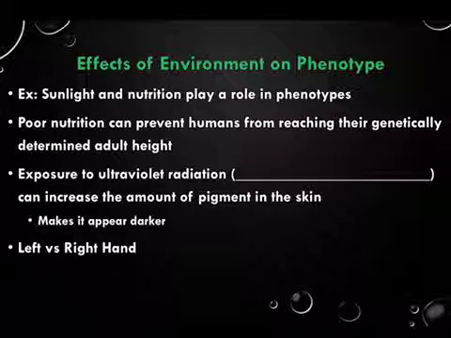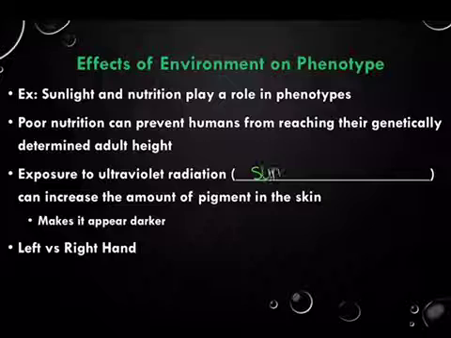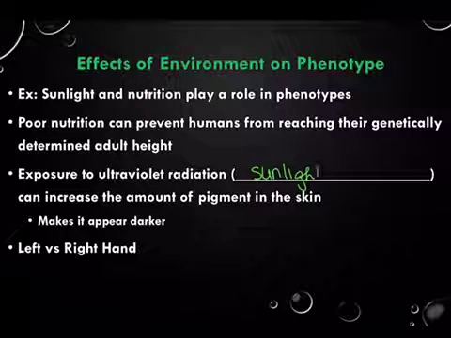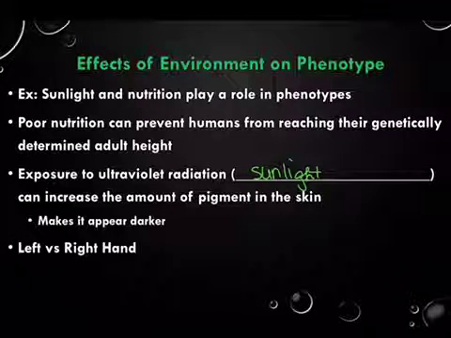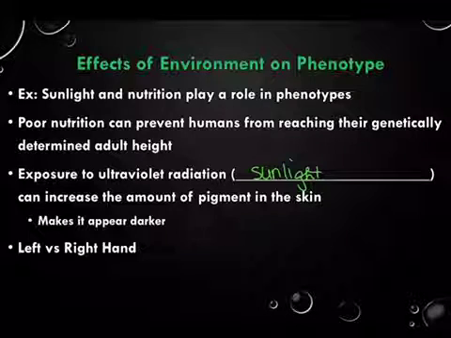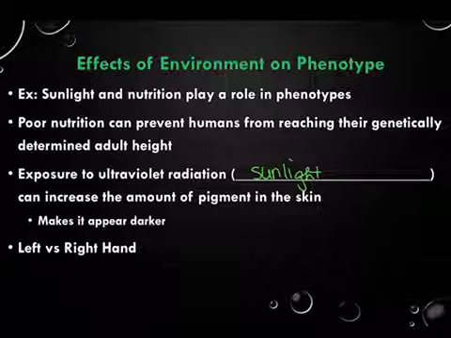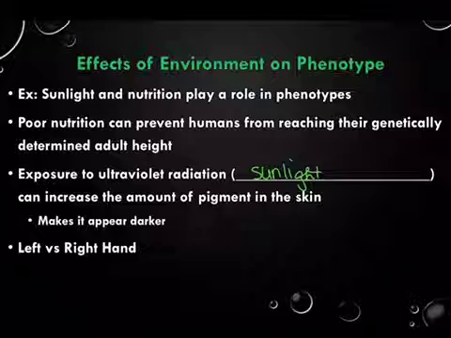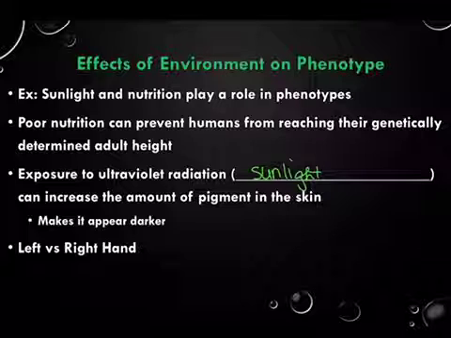And then exposure to ultraviolet radiation or sunlight can increase the amount of pigment in your skin, which makes it appear darker. We experience this in the summertime, or if you go to tanning beds, or when you're outside all the time in the sun, we get a little tan. And so it changes our phenotype. The last thing is left-handedness versus right-handedness.